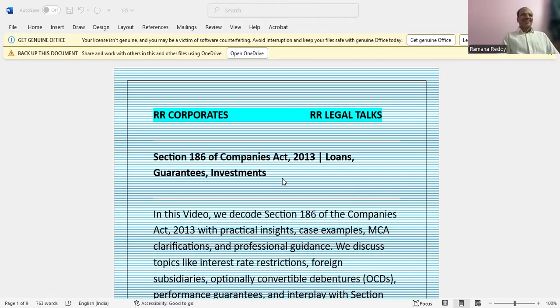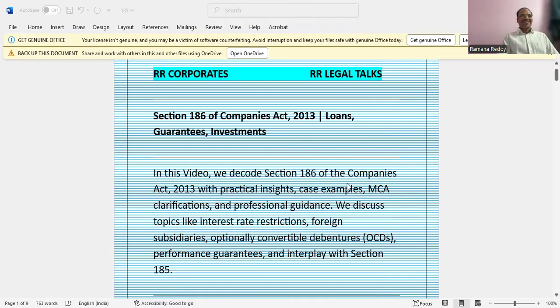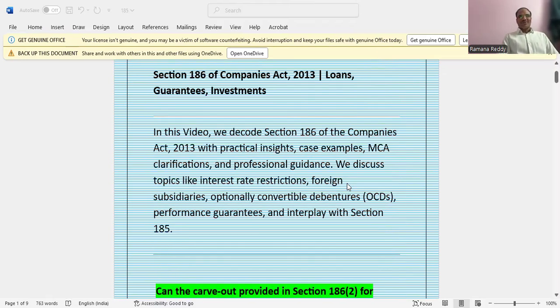Now we are discussing Section 186 of Companies Act 2013, Loans, Guarantees, Investments. In this video, we decode Section 186 of Companies Act 2013 with practical insights, case examples, MCA clarifications, and professional guidance. We discuss topics like interest rate restrictions, foreign subsidiaries, optionally convertible debentures, OCDs, performance guarantees, and interplay with Section 185.